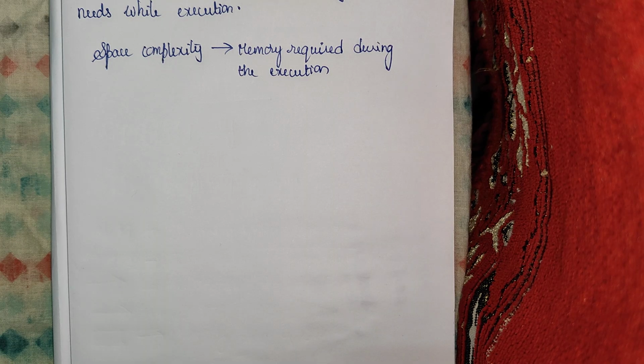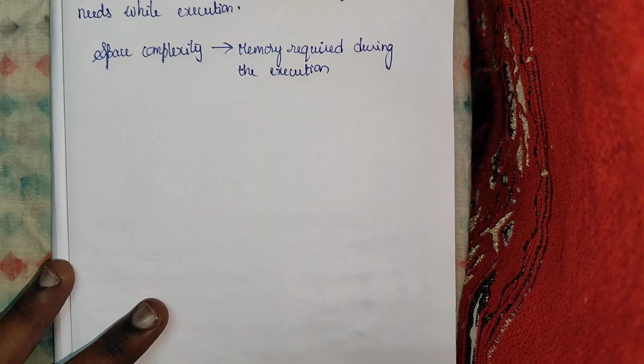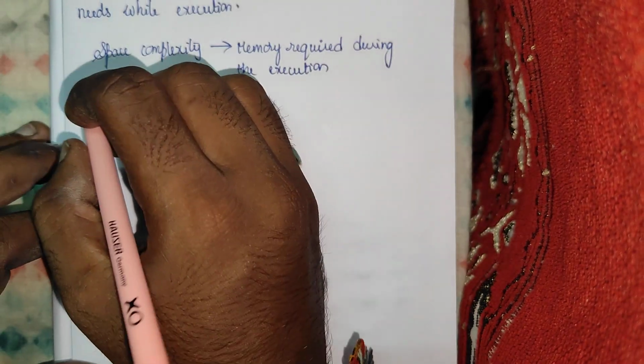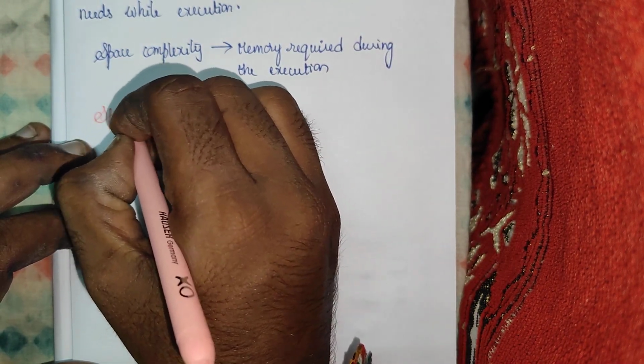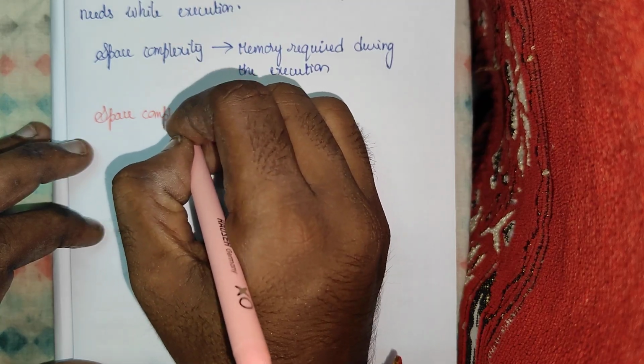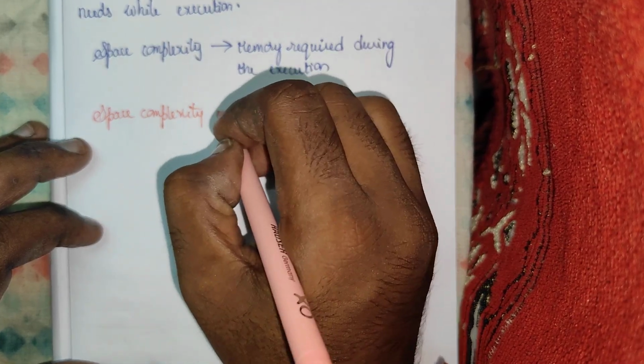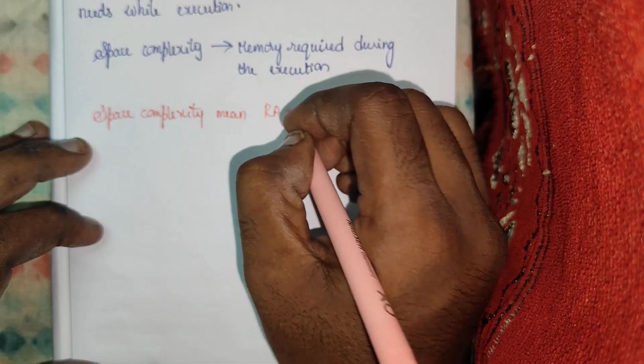Now memory uses RAM, not hard disk. Many students write hard disk memory. This is wrong. Always remember, space complexity means RAM memory. Note this point very strictly. Space complexity means RAM memory.